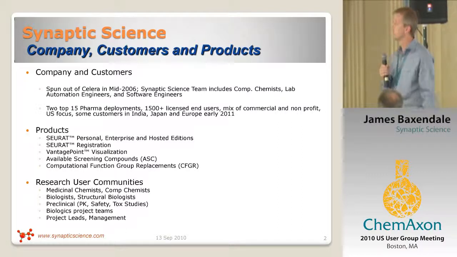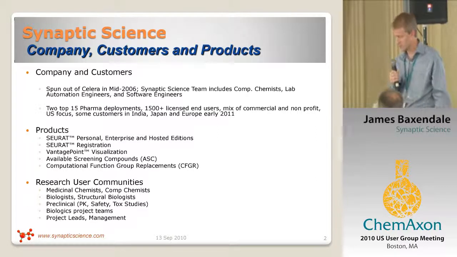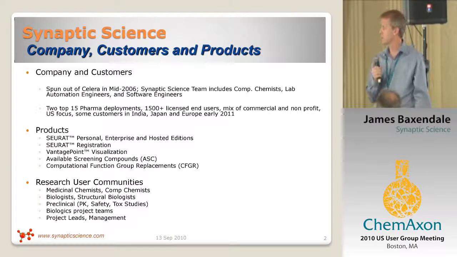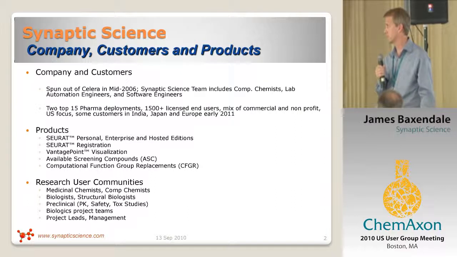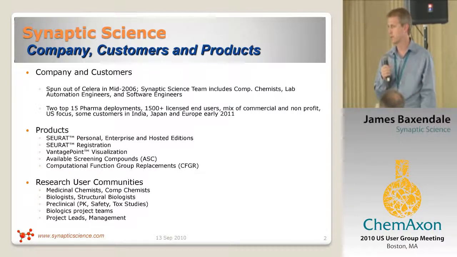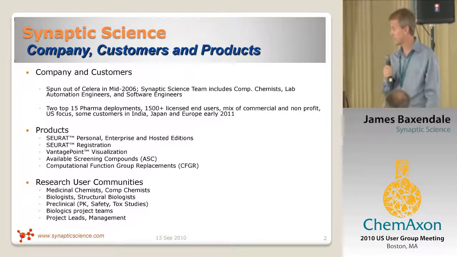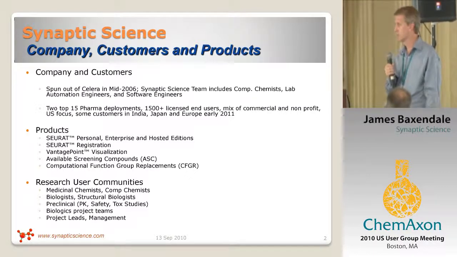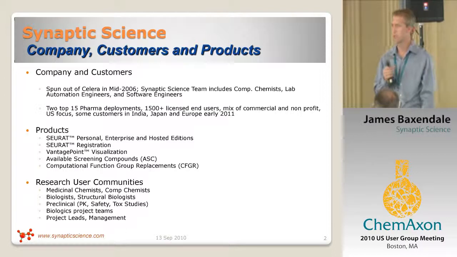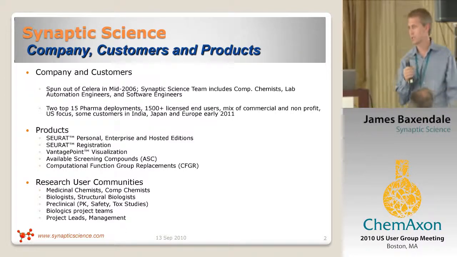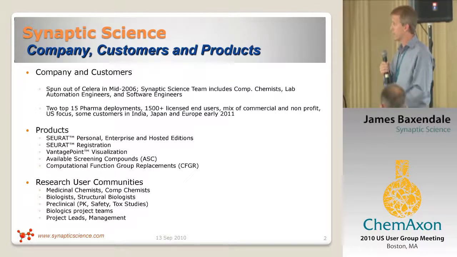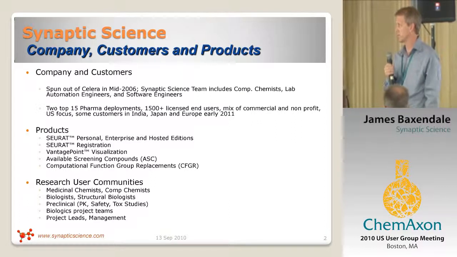The products that we provide are SEURAT, which stands for Structure, Exploration, Utility for Rational Therapeutics. That comes in three different possible editions. Personal is kind of like a desktop standalone version. Enterprise is the one that people probably are most familiar with. And more recently, we have a hosted edition that runs over the standard web ports with SSL encryption, so it is truly secure. And then we have a visualization toolkit. The last two people probably know a little bit less about.